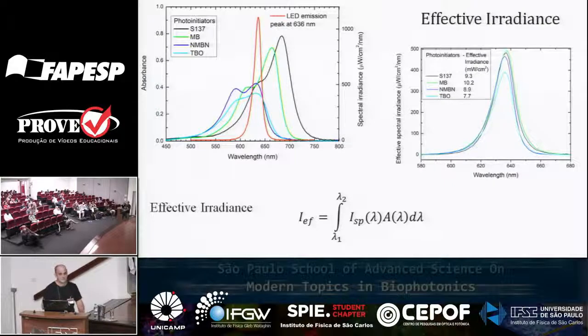An example is here, with four different photosensitizers. You have one LED system with a peak at 636. You have some band. If you multiply and you have effective spectral irradiance, integrating this, we have some measurement. You have how many milliwatts per square centimeter you are interacting with your photosensitizer. So you can compare, okay. The main problem is that you are only comparing the interaction of your light with your photosensitizer. You are not saying anything about how this photosensitizer will produce some effect.